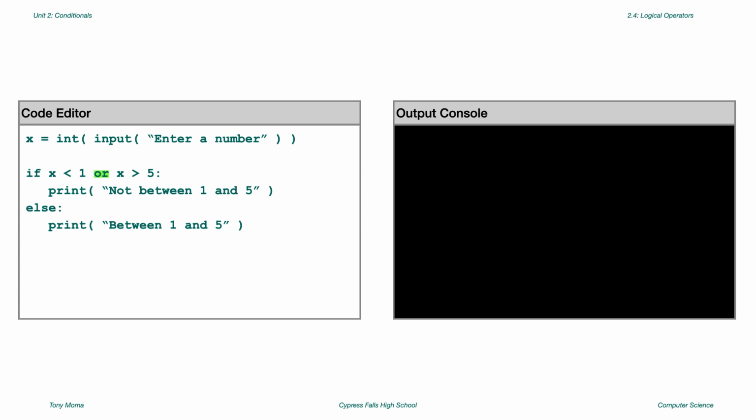So what the OR operator is stating is that if either the left or the right condition is true, then execute the conditional statement. The OR operator doesn't need both of them to be true. It just needs at least one of them to be true.